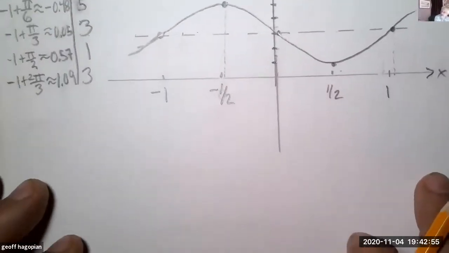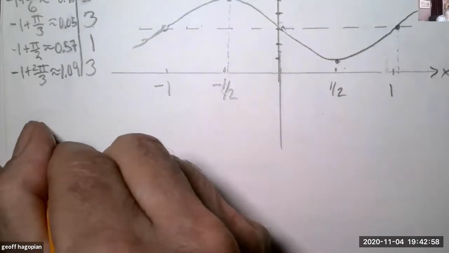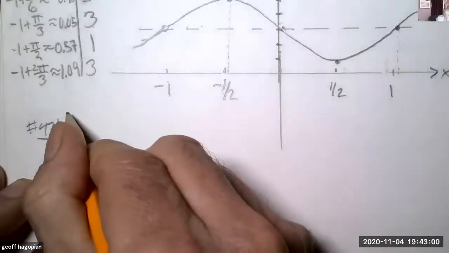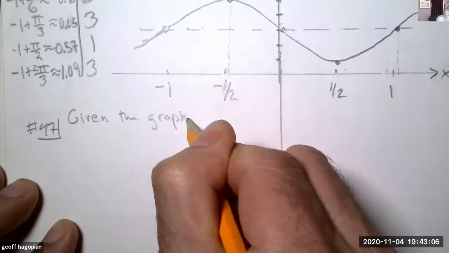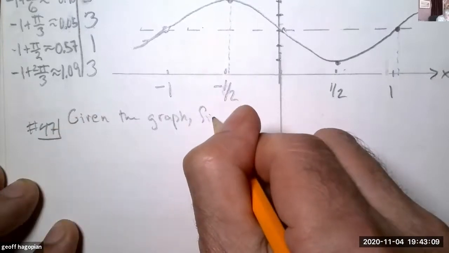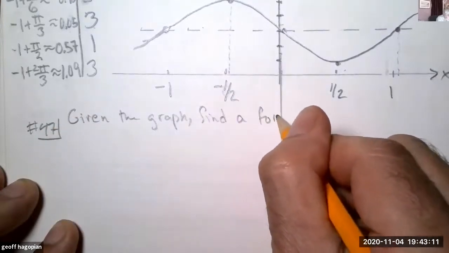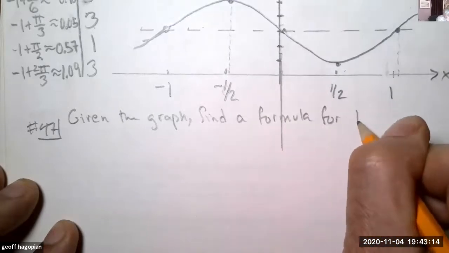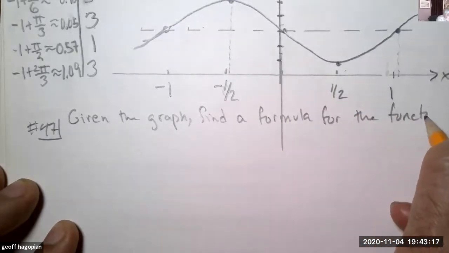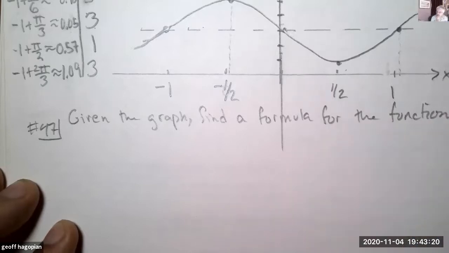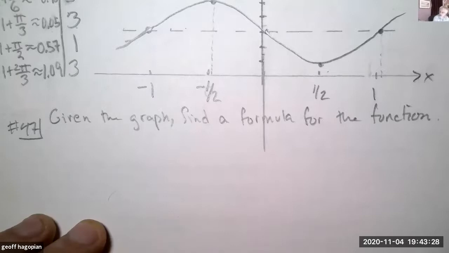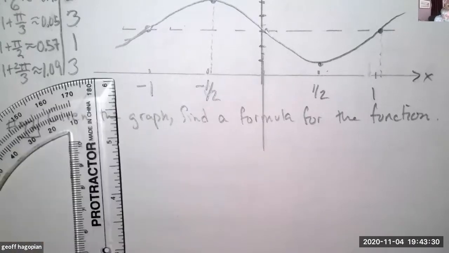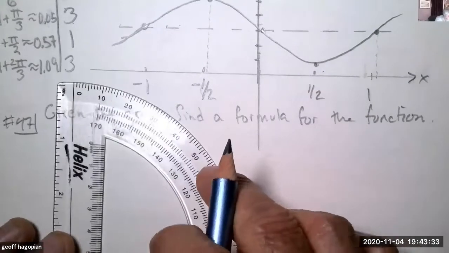So here's number 47. Given the graph, find a formula for the function. All right. Let's go to this pencil. So do we have to make a nice graph? Yes. How do you do that? I don't know.